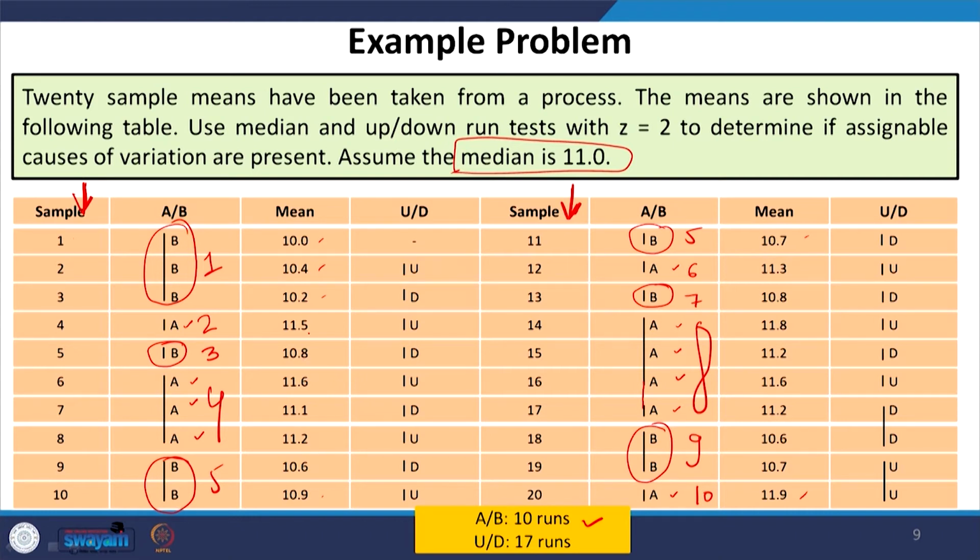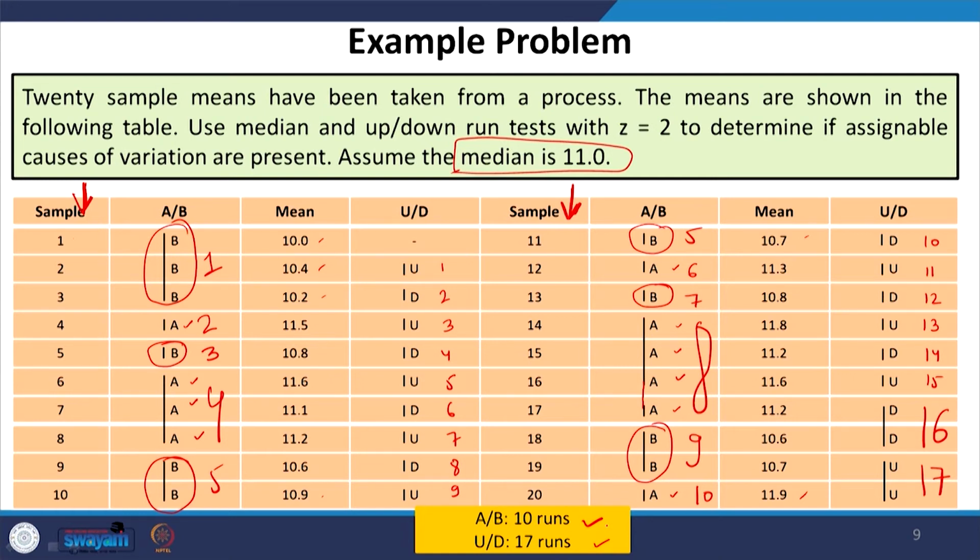10.8 is less than 11.5. So, D will come, and so on. We have U and D values. Now, you see it is 1, 2, 3, 4, 5, 6, 7, 8, 9, 10, 11, 12, 13, 14, 15, 16 and 17. So, total 17 U and D runs are there.